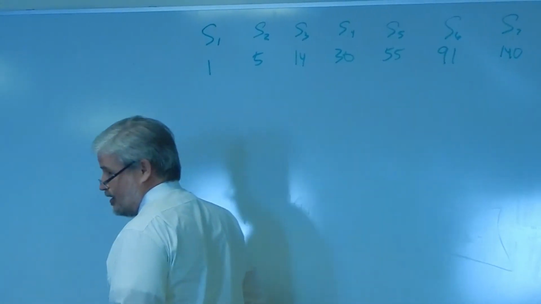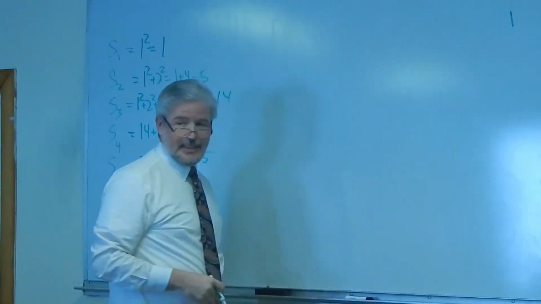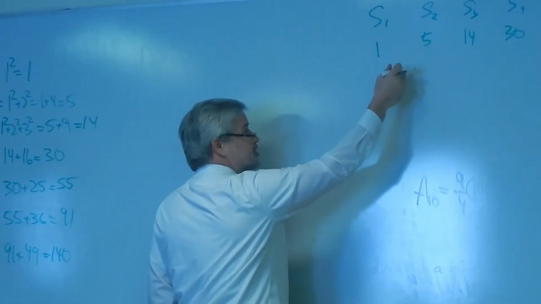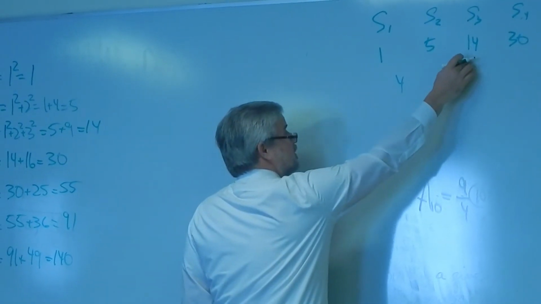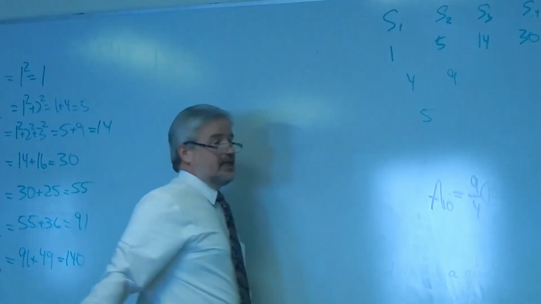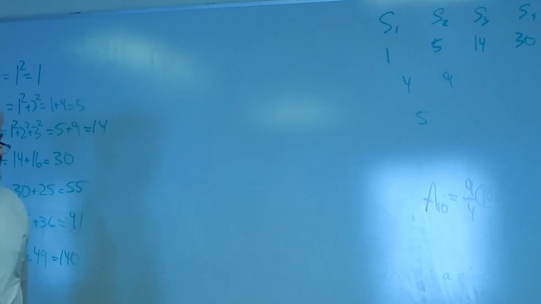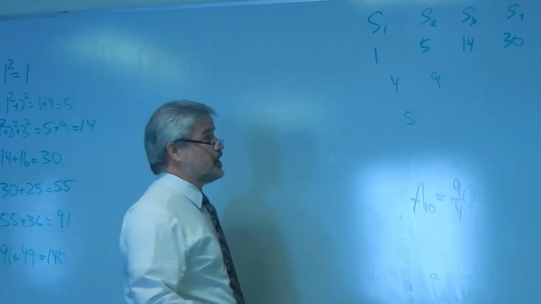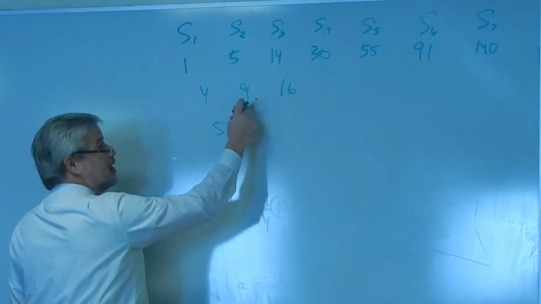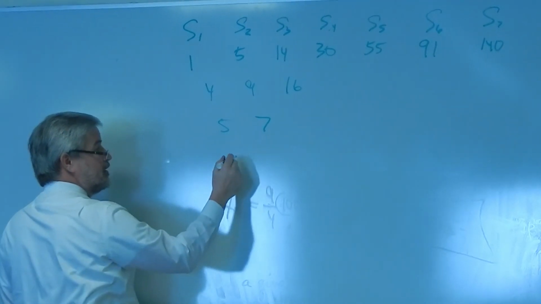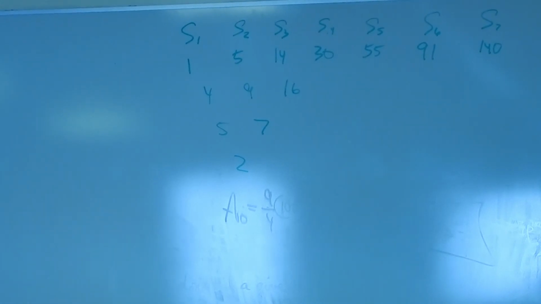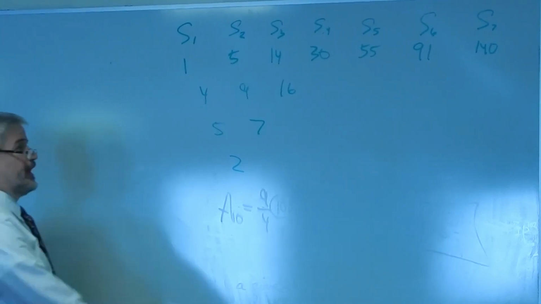Now let's get the calculators going. What do we get for the first differences? 4. Then 9. And 5. So clearly we don't have a constant difference yet. Everybody double check everybody's work. We get 16, then 7, then 2. Still no constant difference.